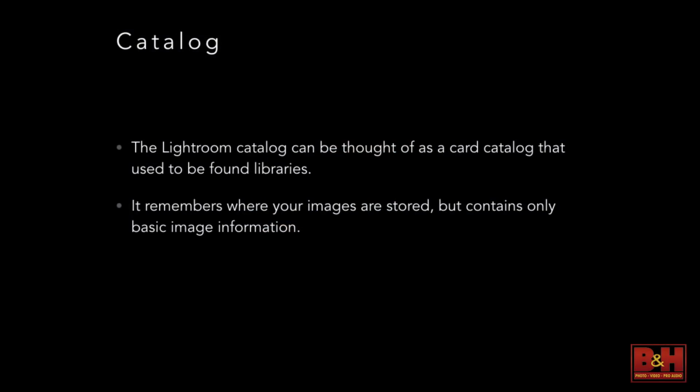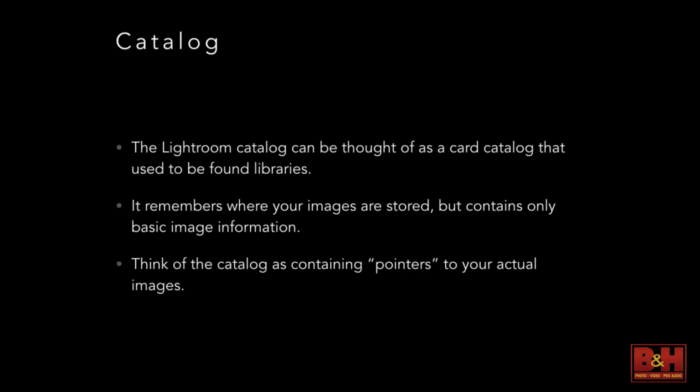It contains the title of the book, the author of the book. In this case, it contains some information about the photo, but not the actual pixel data, this pixel is this color, this pixel is that color. That's a little bit hard for some people to wrap their brain around. The catalog does not actually contain the photographs, okay? It only contains what we could call pointers, or the locations of your images.